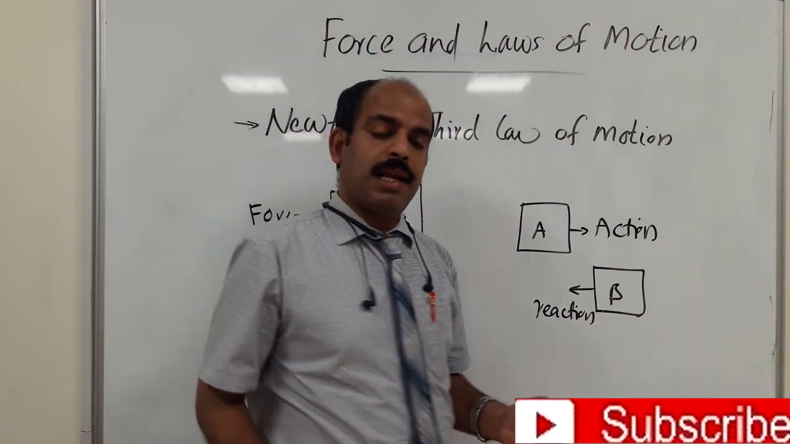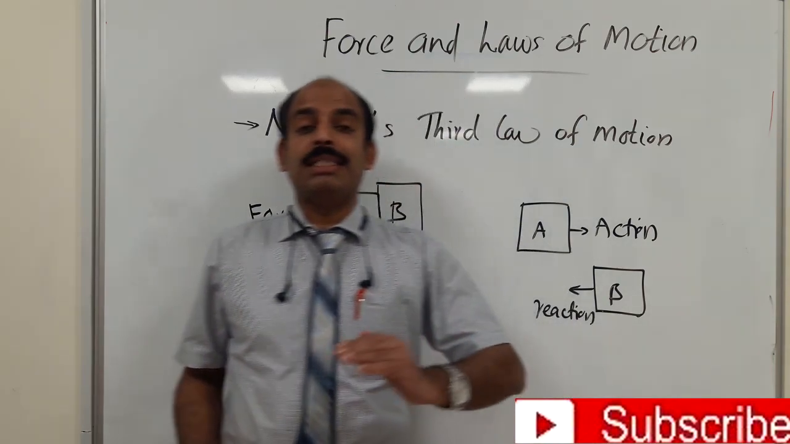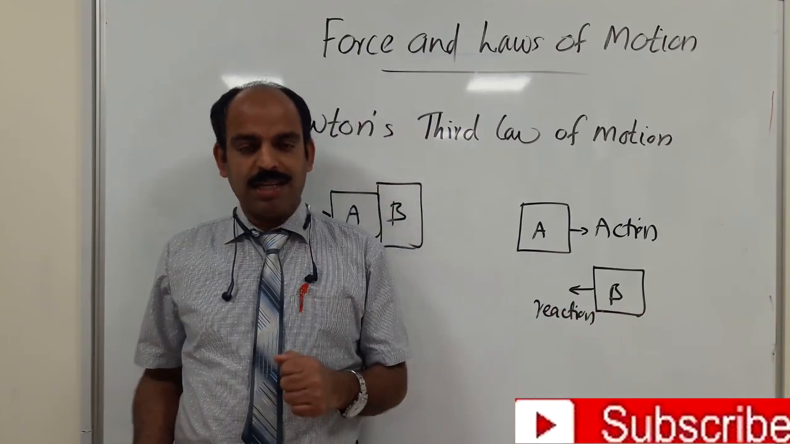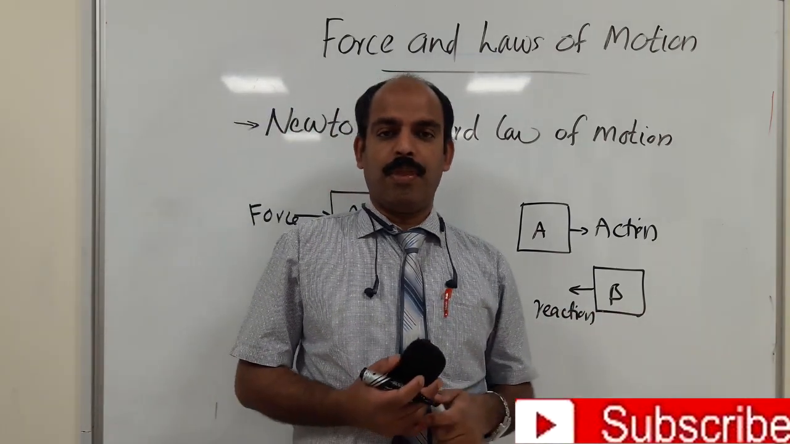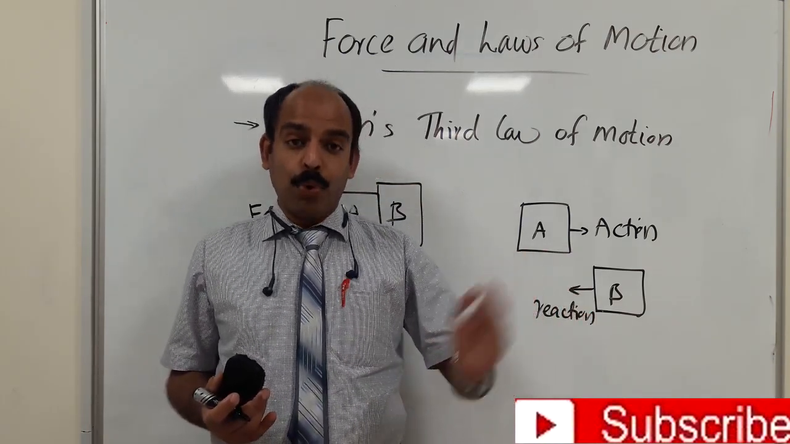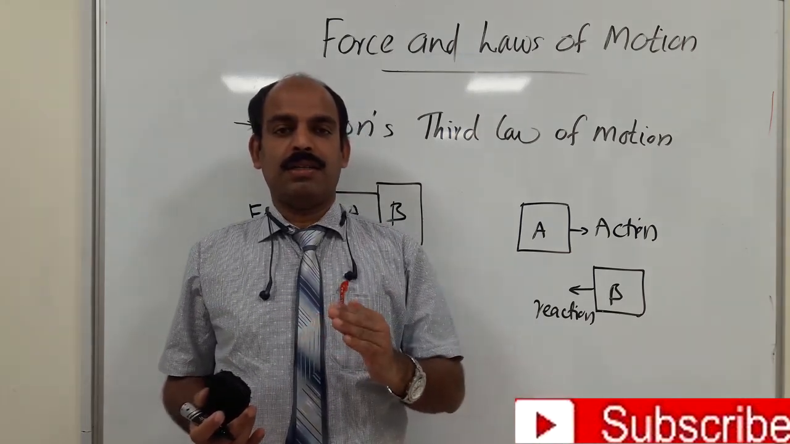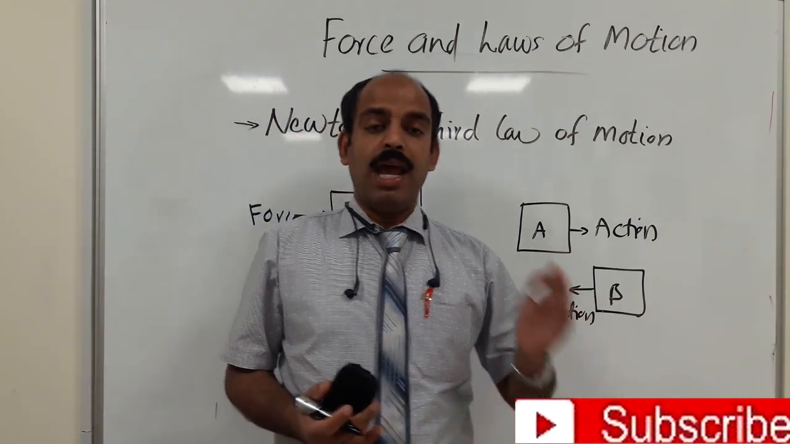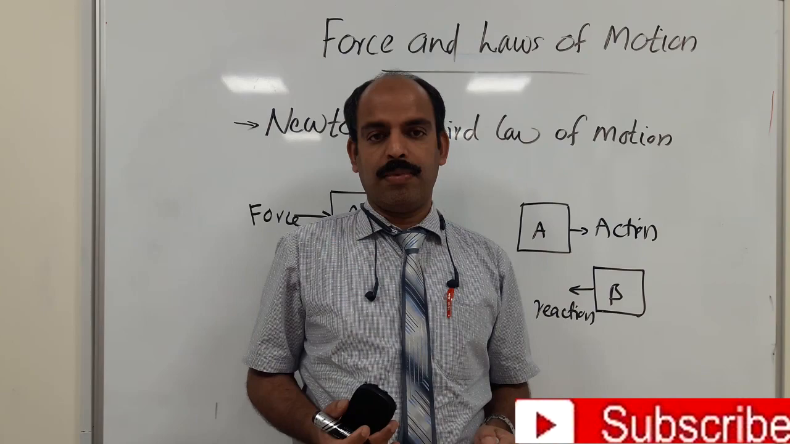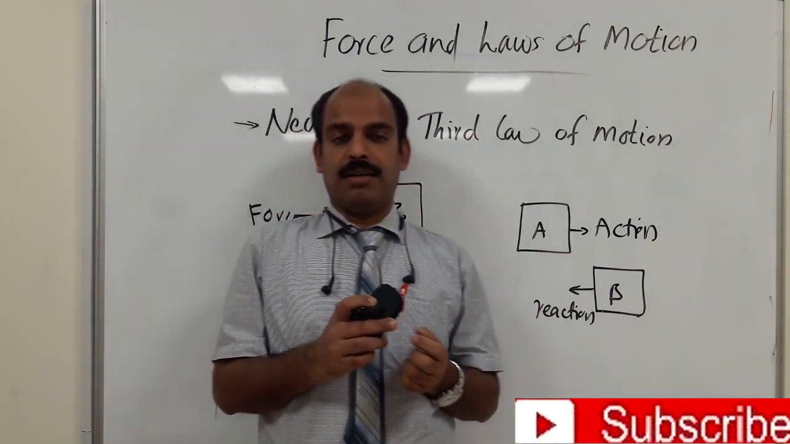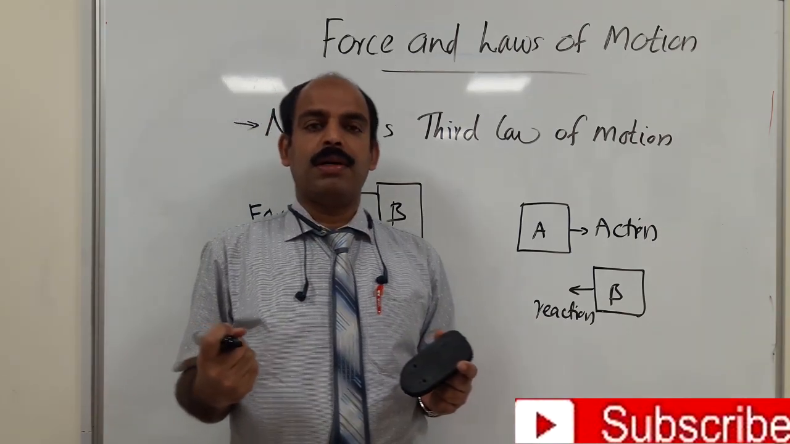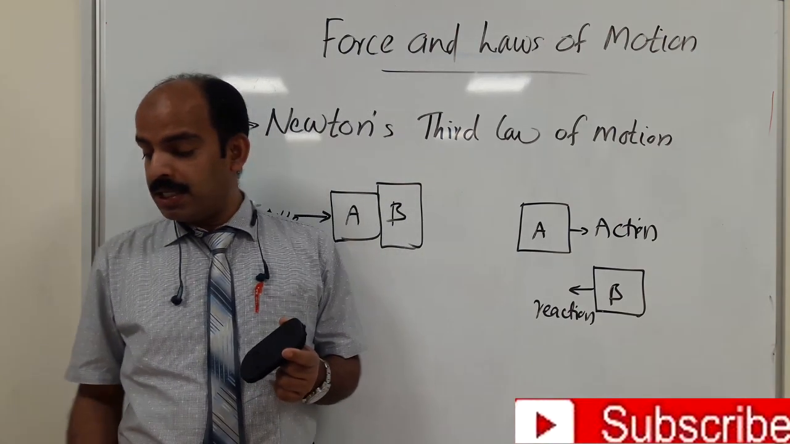Let us consider another example. When a sailor jumps out of a rowing boat, the boat moves backward, right? This is according to Newton's third law. When he jumped out of the boat, he pushed the boat backward, that is action. At the same time, the boat pushes him in the forward direction, that is reaction. Now, while firing a gun, the gun moves a little backward. That is according to Newton's third law.